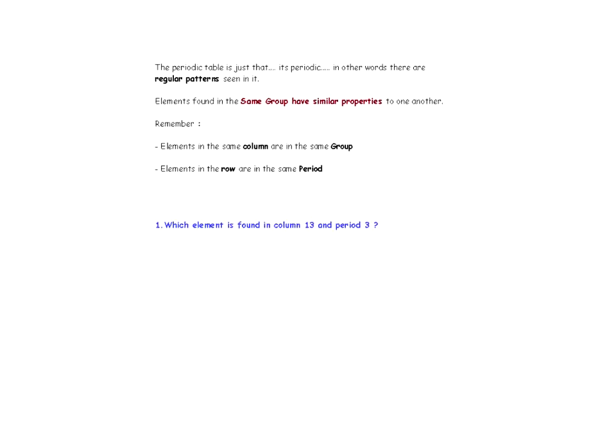So talking about the periodic table then, the periodic table is just that. It's periodic. In other words, there are regular patterns to it. And so elements found in the same group have similar properties to one another. And just a reminder of what we're talking about when we say the same group, that's elements in the same column. And when we're talking about elements in the same row, those are known as periods.